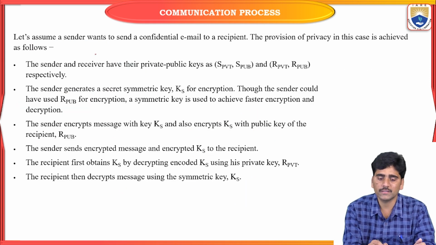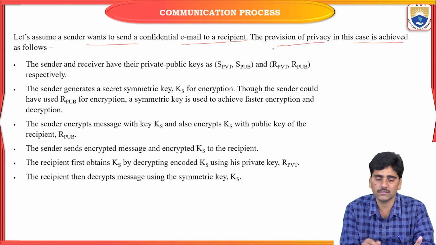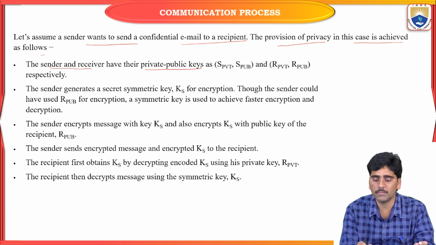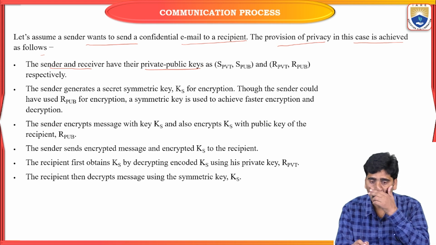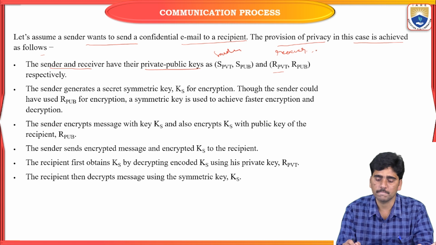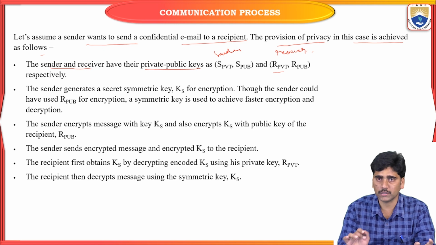So let us assume that a sender wants to send a confidential email to a recipient. What we explained in the previous slide, here we are going to explain in terms of all the terms. The provision of privacy in this case is achieved as follows. The sender and receiver have their private and public keys. So here the sender has a private and public key, and the receiver also has both private and public keys.